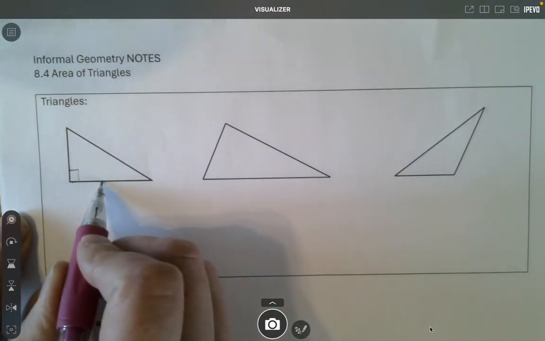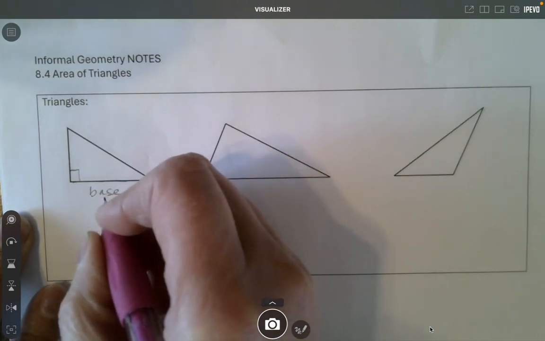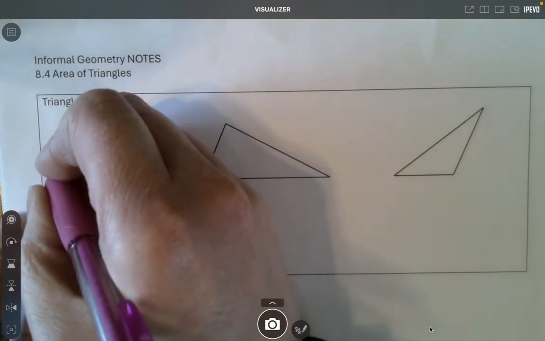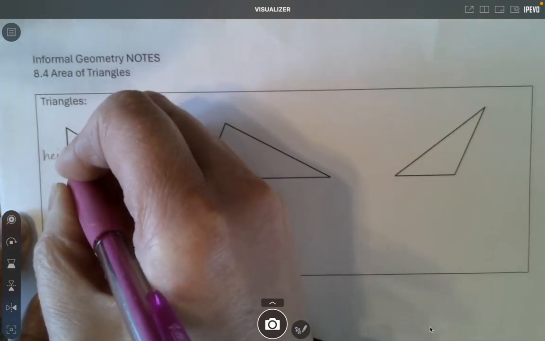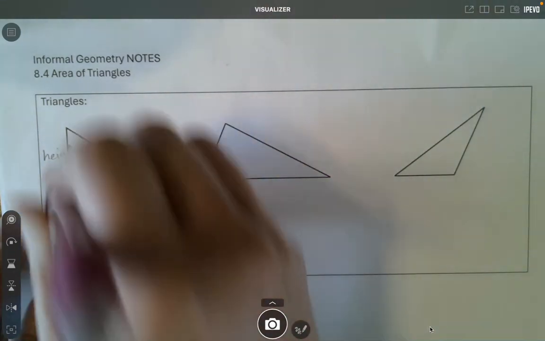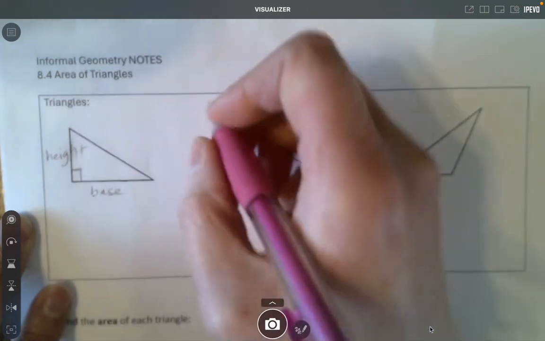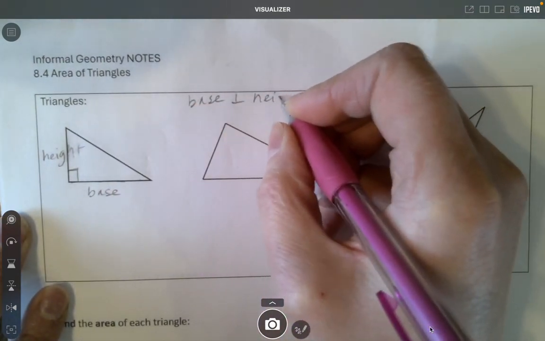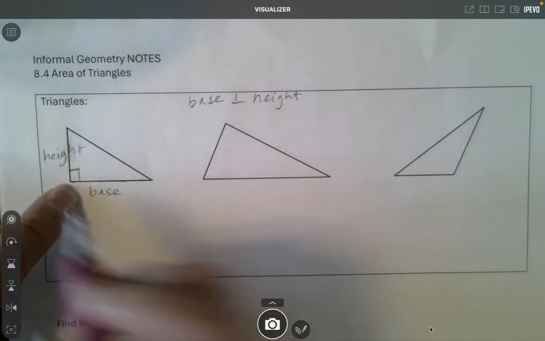And what looks like the bottom of my triangle is the base. And then connected to the base by a right angle is the height. So your height and base must be perpendicular. They must make a right angle. That word height looks super messy, so we're going to fix it. So the base has got to be perpendicular to the height. That's something that we're looking for. And so on this one, they are literally forming that right angle.